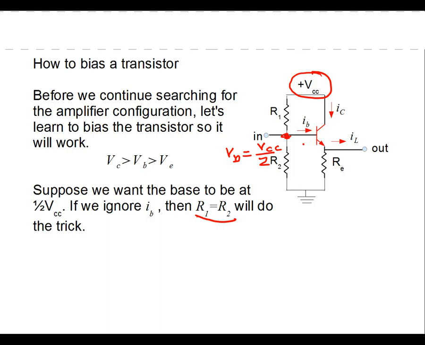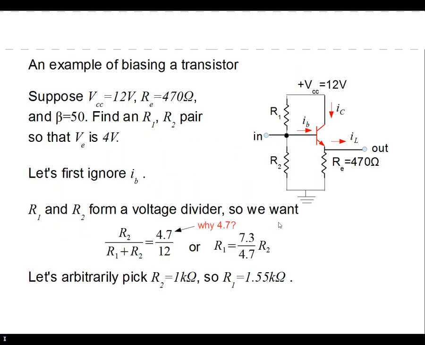If we did that, then we would have a situation where this potential would be VCC over 2, the emitter would be 7/10 of a volt less, and the collector would be up here at VCC. So all this would be good. We'd bias our transistor. But it's not that easy to do. We're going to find how to do it in a little bit more detail.